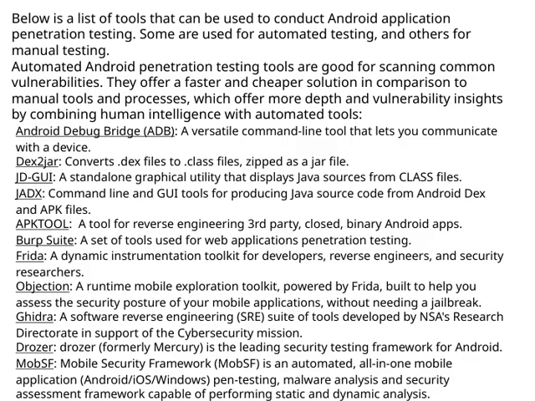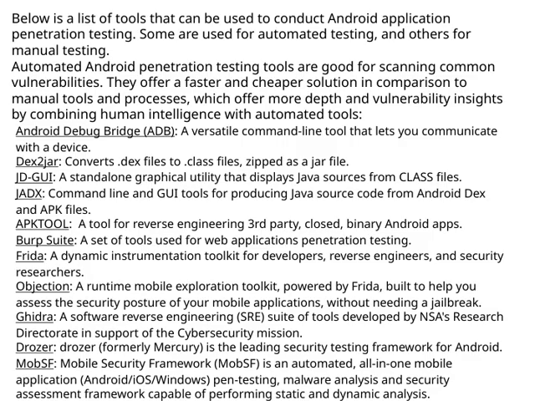One essential tool is the Android Debug Bridge, or ADB. It's a versatile command line utility that allows you to communicate directly with a device, making it invaluable for debugging and testing. Dex2jar is another useful tool. It converts DEX files into class files, which are then zipped into a jar file. This conversion makes it easier to analyze the app's code structure.